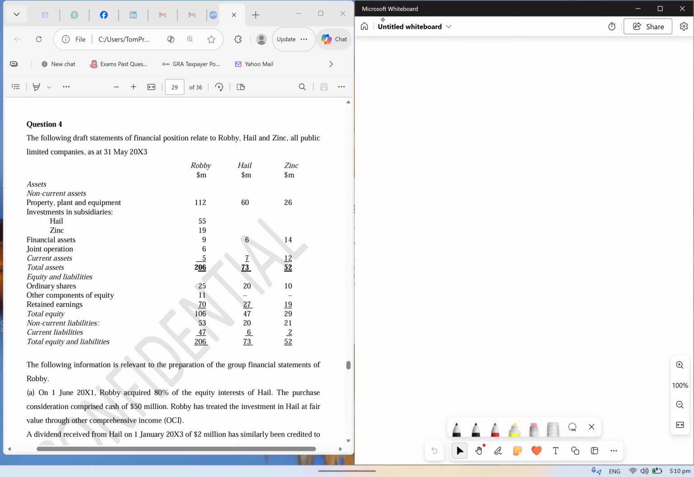All right. So we are looking at Question 4. It says the following are the financial positions of Robbie, Hale, and Zinc, all public limited companies, as at 31st May 2013. You have your assets. Look at it very carefully.